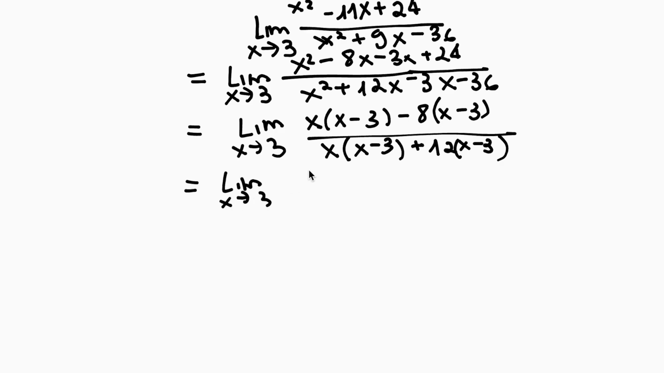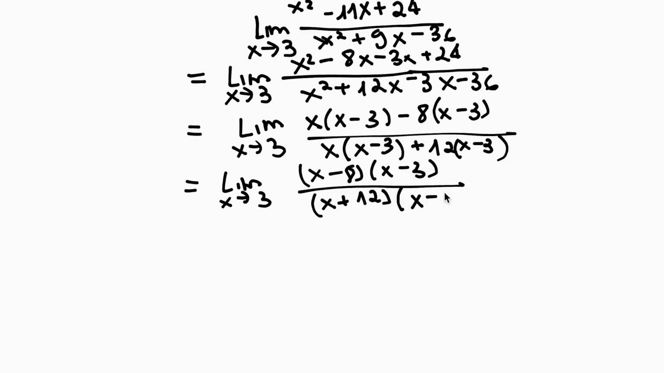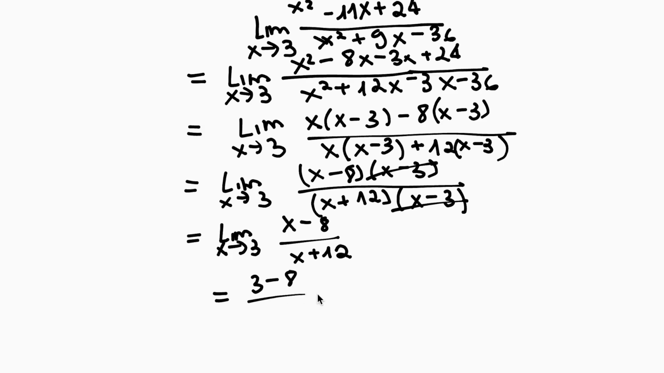Now you see the pattern, right? I have 4 brackets in total across the whole function. And obviously, x minus 3 will cancel each other out. What I end up with is a very simple function that when you try to plug 3 in, it's not going to be equal to 0 over 0 anymore, but rather it would be negative 1 over 3.